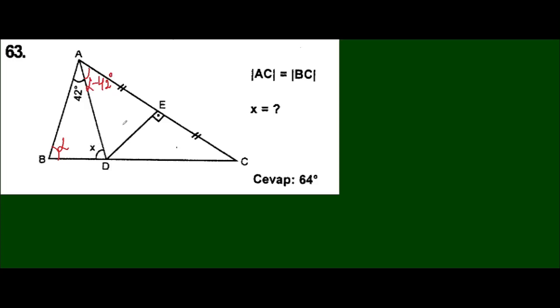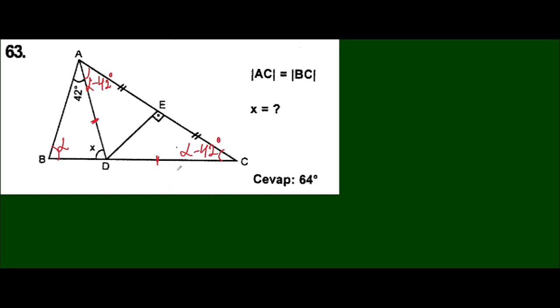And here again you can see that from the triangle ADC, the DE line is at the same time an altitude and a median, so it will be an isosceles triangle. This side will equal this side, and we can say that this angle will be alpha minus 42 degrees.